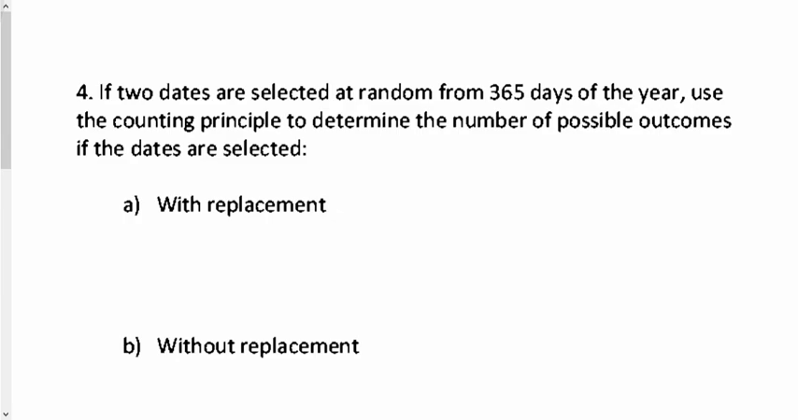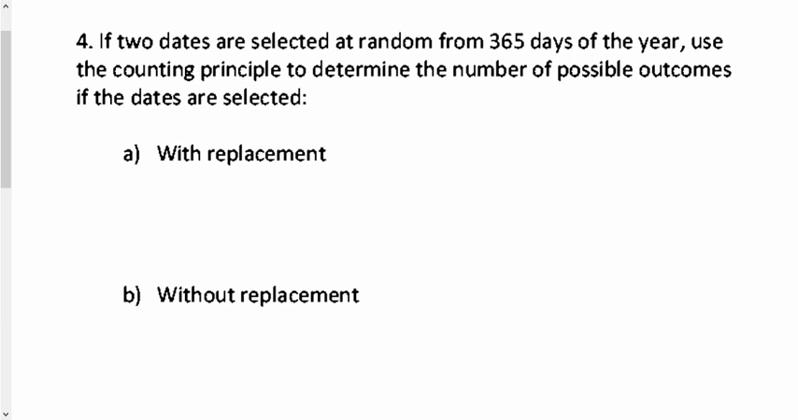This one's a very similar idea. Go ahead and use the counting principle to figure out the number of possible outcomes. Okay. So with replacement, you're going to be picking 2 dates out of a 365-day year. Okay, not leap year. Go ahead and figure out the number of possible outcomes here. Pause it, and then make sure that you can do this.